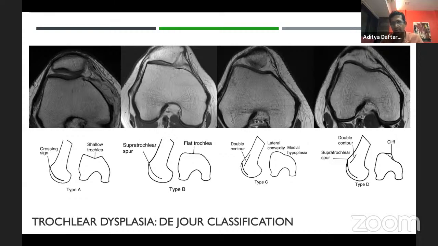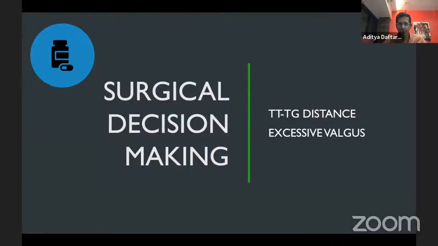So we can then measure all the standard things. And here, I guess the concern is whether somebody wants to do a trochleoplasty. Now, a couple of other things that are important from a surgical decision-making perspective are the TT-TG distance, and if there is any excessive valgus.